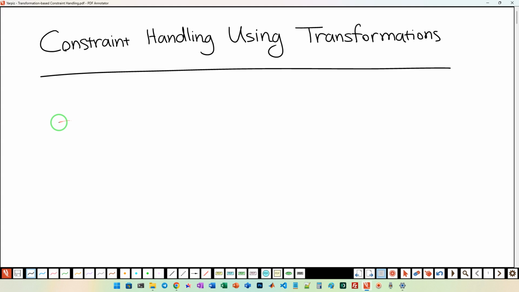What's constraint handling? Assume that we have an optimization problem in this form. We have a cost function f of x and we want to minimize. We want to find the values of x which minimize this cost function.